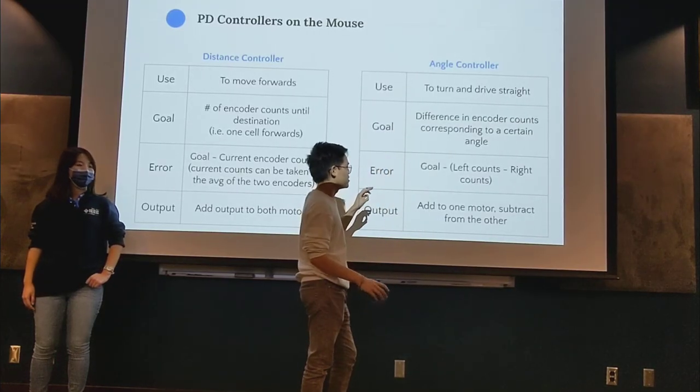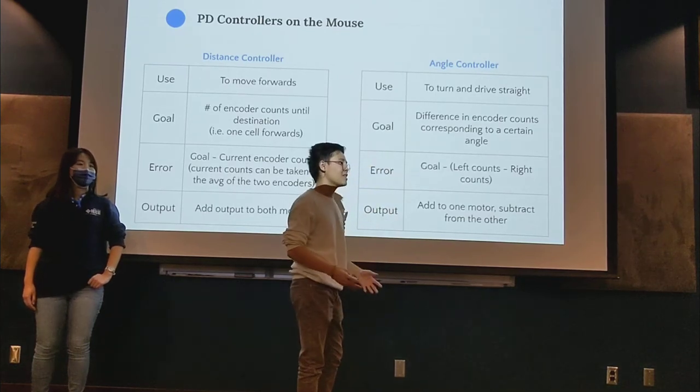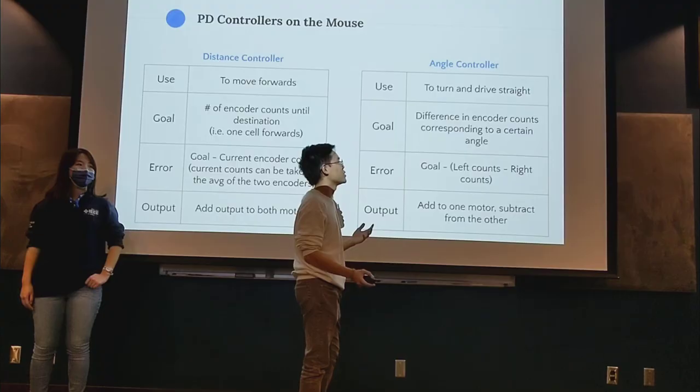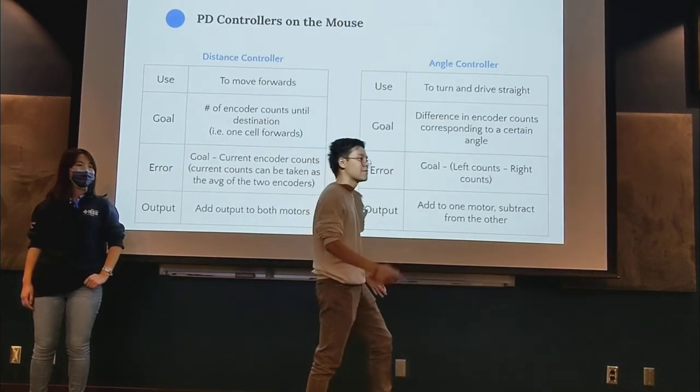There are ways to combine looking at the wheels and the gyros, but that's a bit complicated. So most people either use just the encoders or they use a gyro.